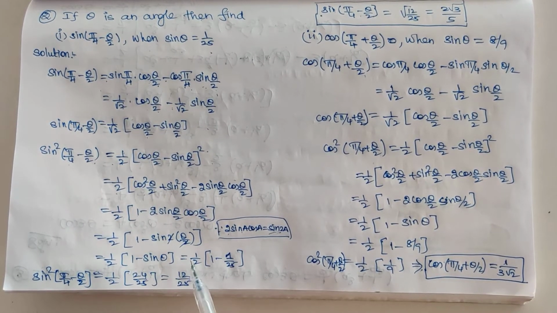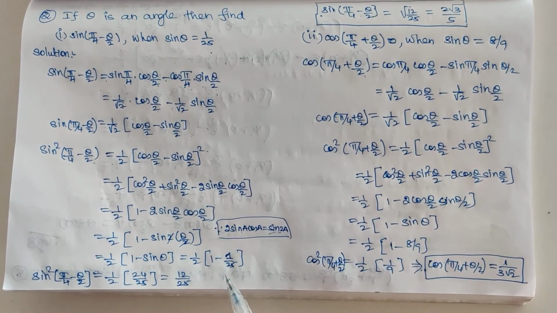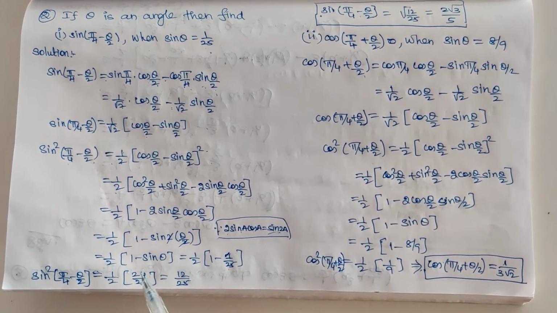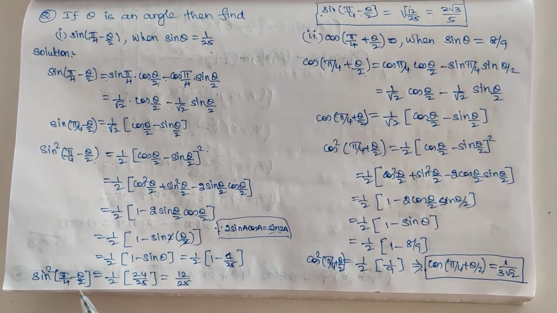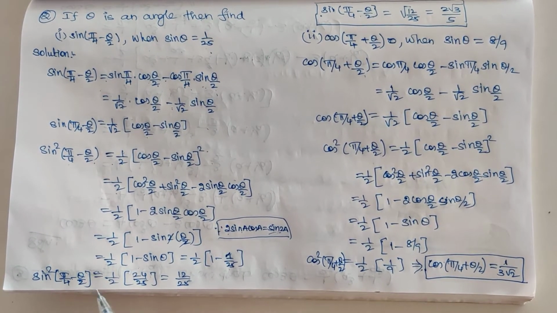So now 1 by 2, 1 minus sin theta, where sin theta is given as 1 by 25. So 1 minus 1 by 25. So 25 ones are 25, minus 1, the whole divided by 25. So 24 by 25. So this 2 and 24 get cancelled, 12 times. So sin square pi by 4 minus theta by 2, that is equal to 12 by 25. So this is the answer for this first subdivision.